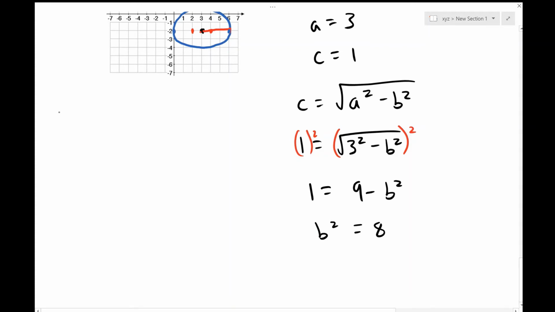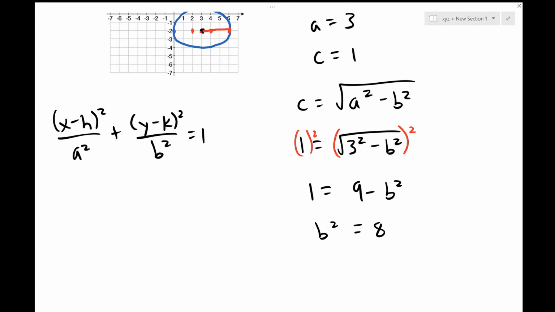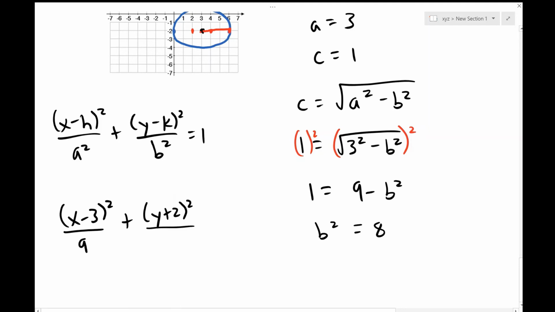And so again, looking at our equation here, we know that it's (x minus h) squared over a squared plus (y minus k) squared over b squared is equal to 1. And as we said, h and k were located at 3 and -2, so that's going to give us (x minus 3) squared, and then we're going to have (y plus 2) squared. The (x minus 3) squared, we need to divide by a squared, so since a we know is 3, that means that a squared is 9. B squared, we've just found, is equal to 8. And all of that we can set equal to 1. So that gives us our equation for this ellipse.